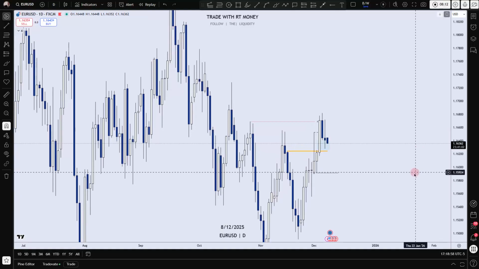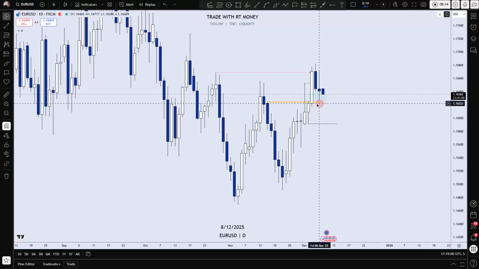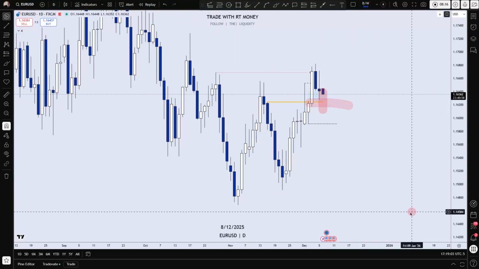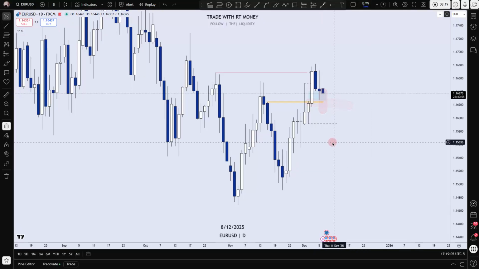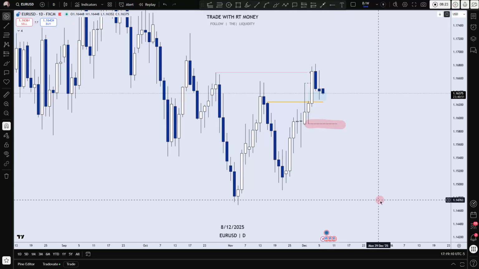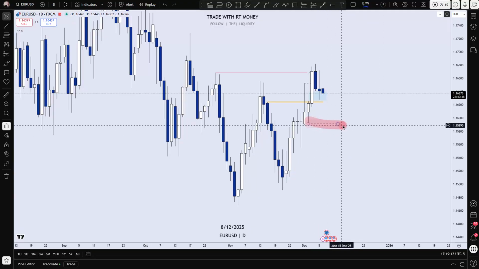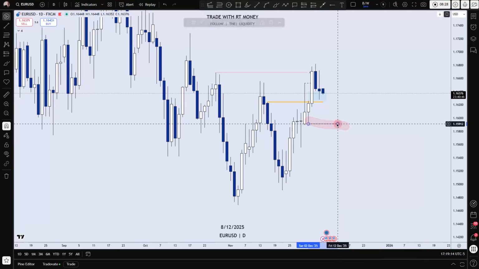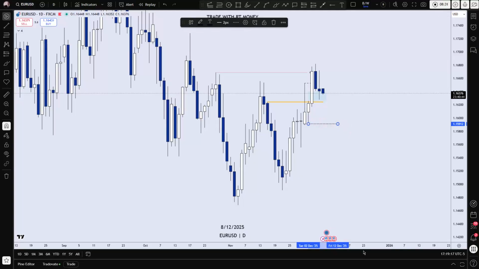But the other side of that is if we break and close below that low, I'm not looking for longs in the Euro USD until we sweep some liquidity. And this low located at 1.1591. This is the area I think we're going to get a higher probability trade to the upside because there is liquidity down here. It needs liquidity to push higher, in my opinion.